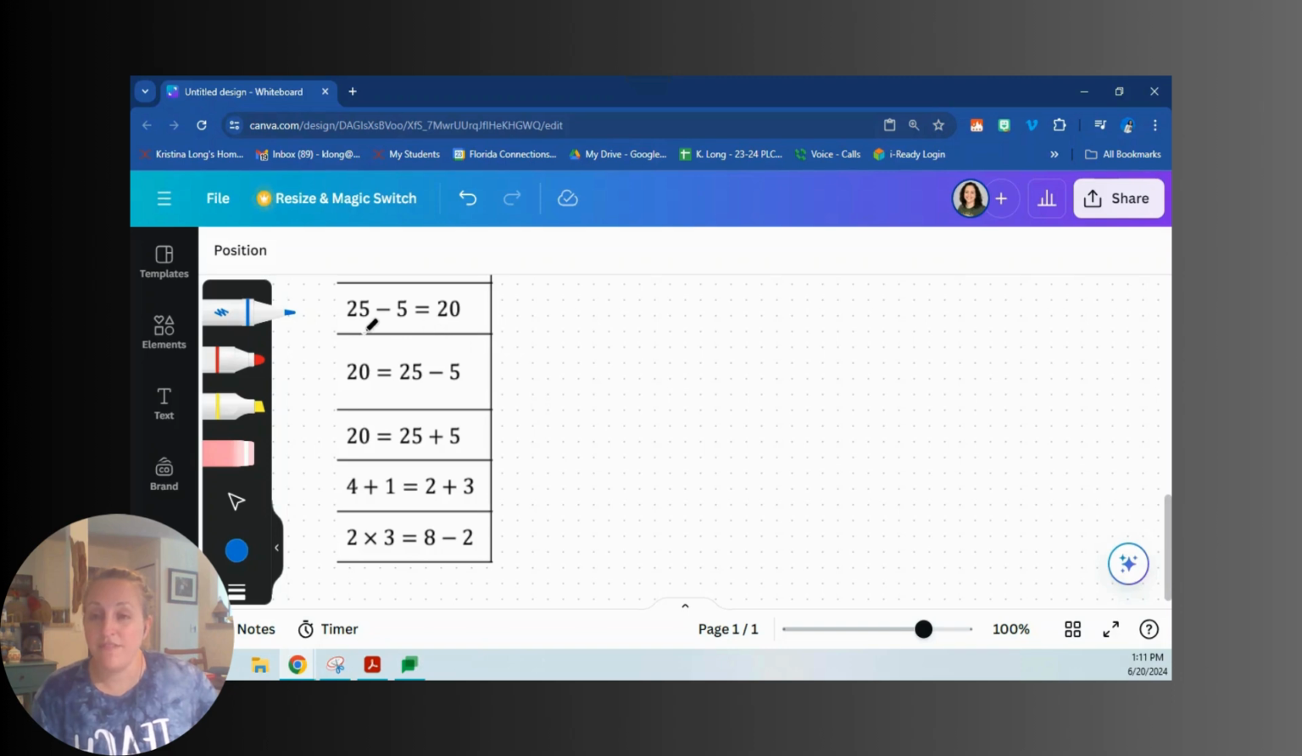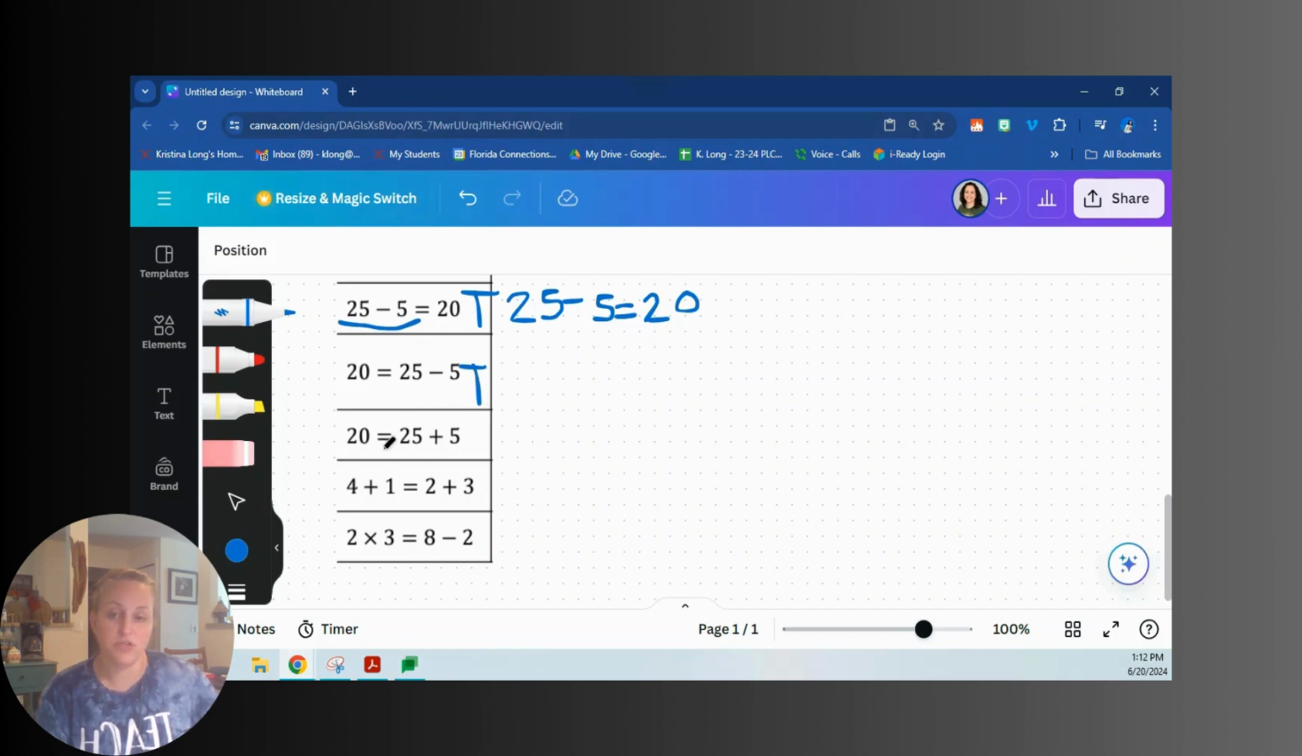All right, 25 minus 5 is the same as 20. Well, let's solve this side of the equation because that's where there's a number sentence. So let's solve the number sentence. 25 minus 5 is 20, right? Yep, well, I just wrote the exact same equation. So, yep, that one is true. All right. What if I flip it around? 20 is equal to 25 minus 5. Still true, right? This equation is the same as this equation.